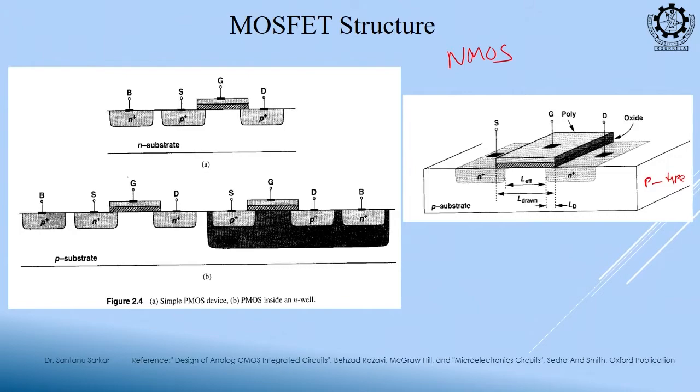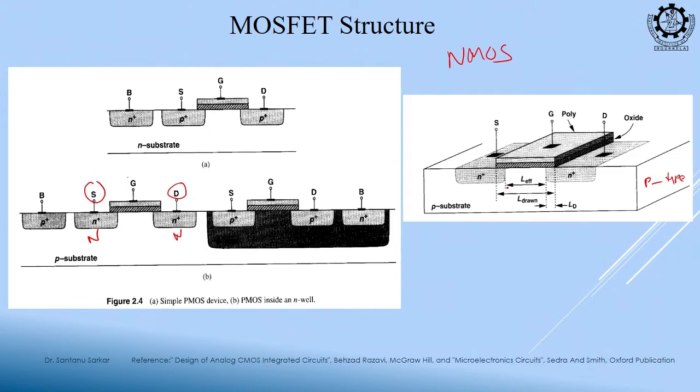So, on top of this P type, we will grow two N plus regions. This N plus region will be my source and drain, and the distance between the source and drain is known as the length.